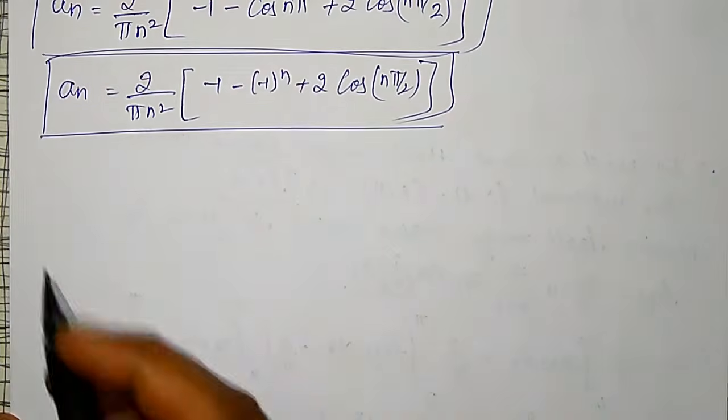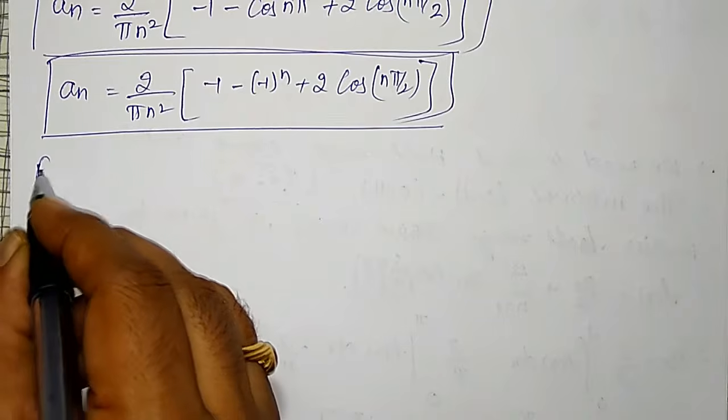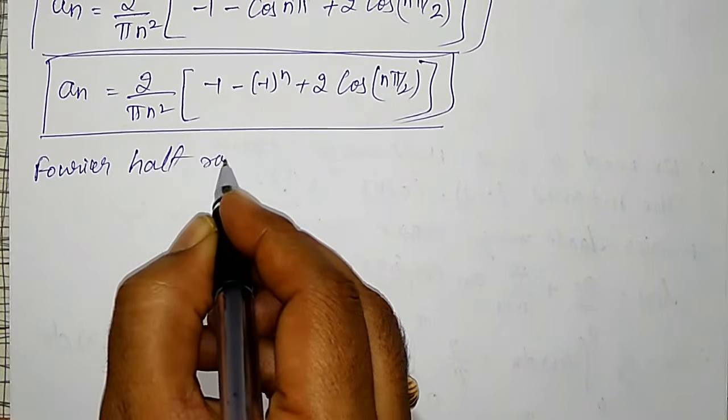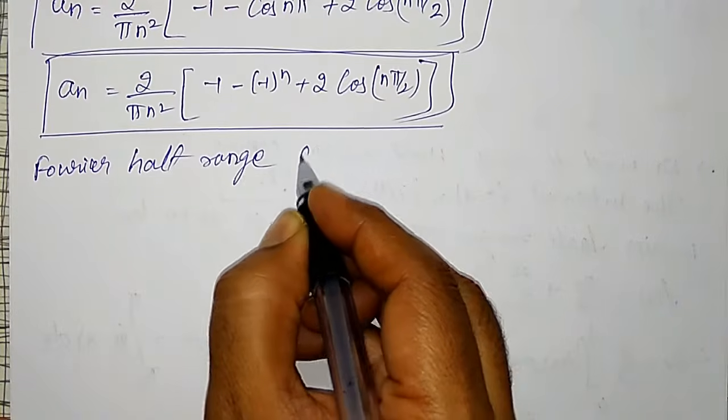Now the Fourier half range cosine series will become the Fourier half range cosine series.